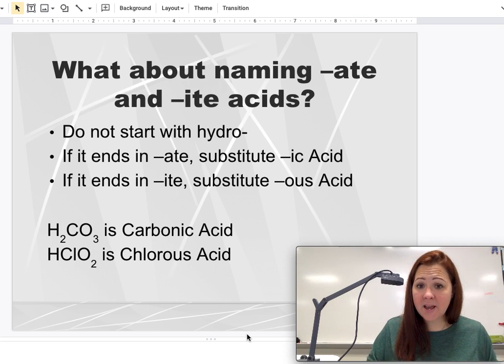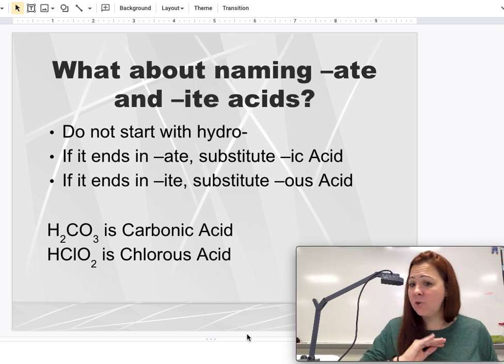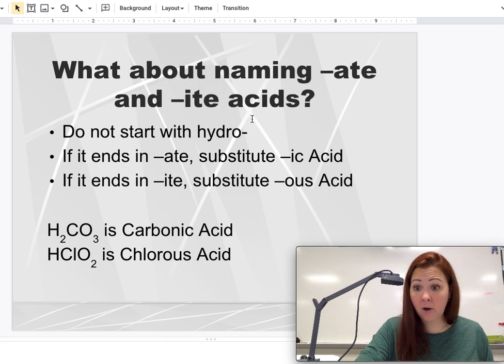Now with this next type of acid, these are going to have polyatomic ions, but your polyatomic ions are going to end in ATE or ITE. So you have ate or ite. And with these, they do not get hydro in the name at all whatsoever. Hydro is only for your ide acids. Again, hydro does not mean hydrogen.